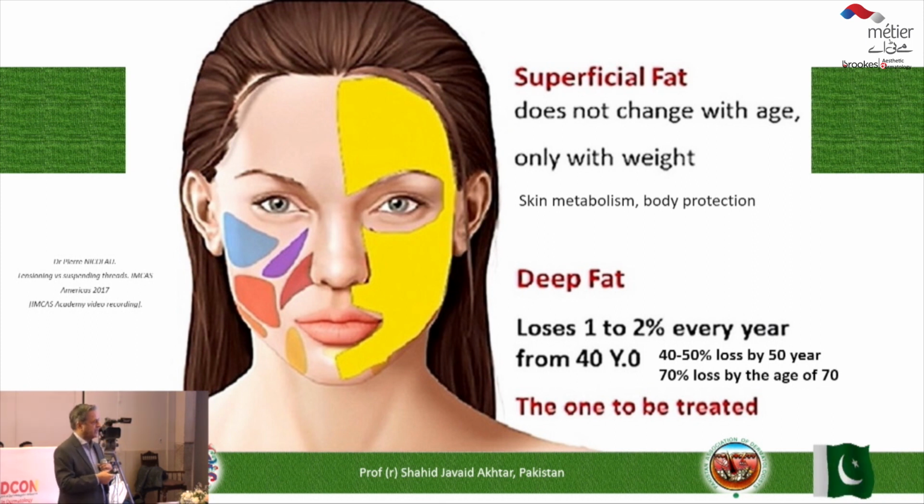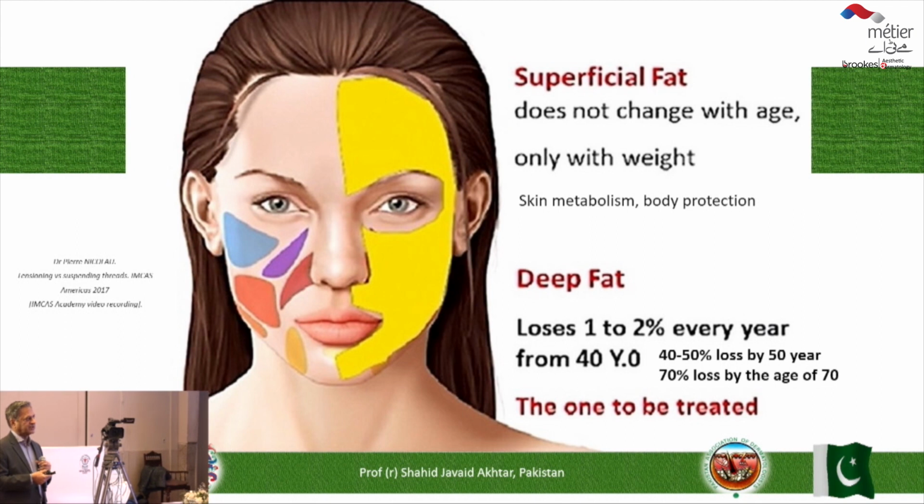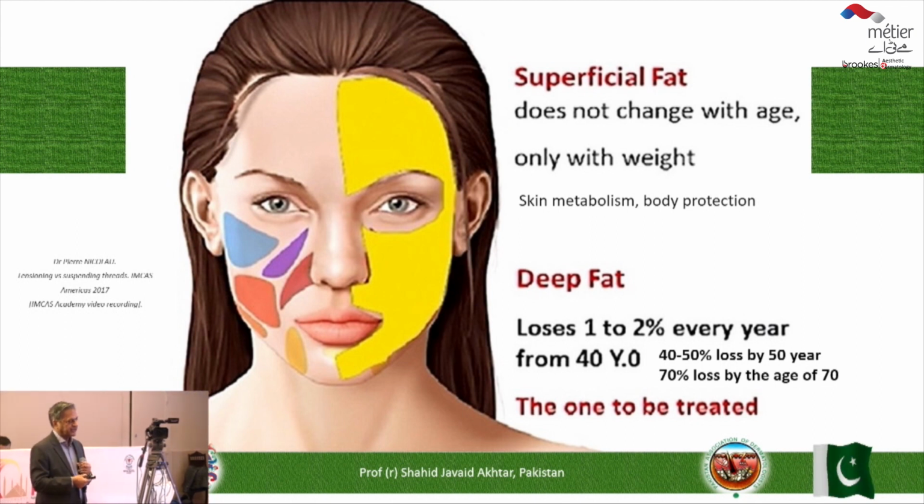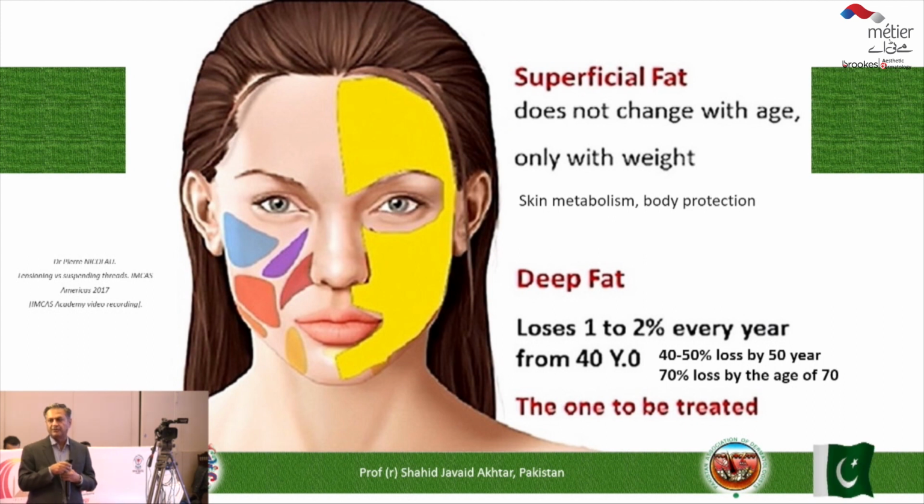Now we come to the superficial fat. Superficial fat is the second layer. It doesn't change with the age. It only changes with the body weight. But the deep fat, that atrophies. And there is loss of 1 to 2% starting from 40 years. And by the age of 50 years, more than 40 to 50%, and about 70% of the fat is lost when you are more than 70 years.